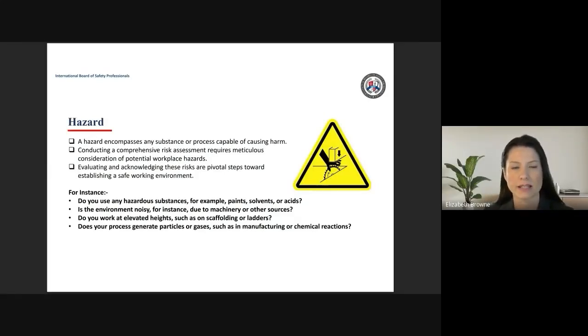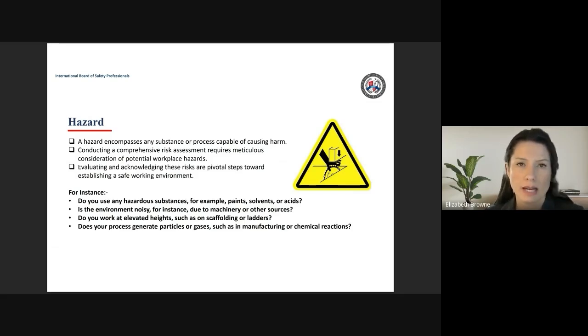It's something that's commonly discussed and referred to, but a hazard is something that essentially can cause harm to an individual. And in this particular presentation, we're focusing on hazards in the workplace. So a hazard can be a substance or a process that could cause harm.